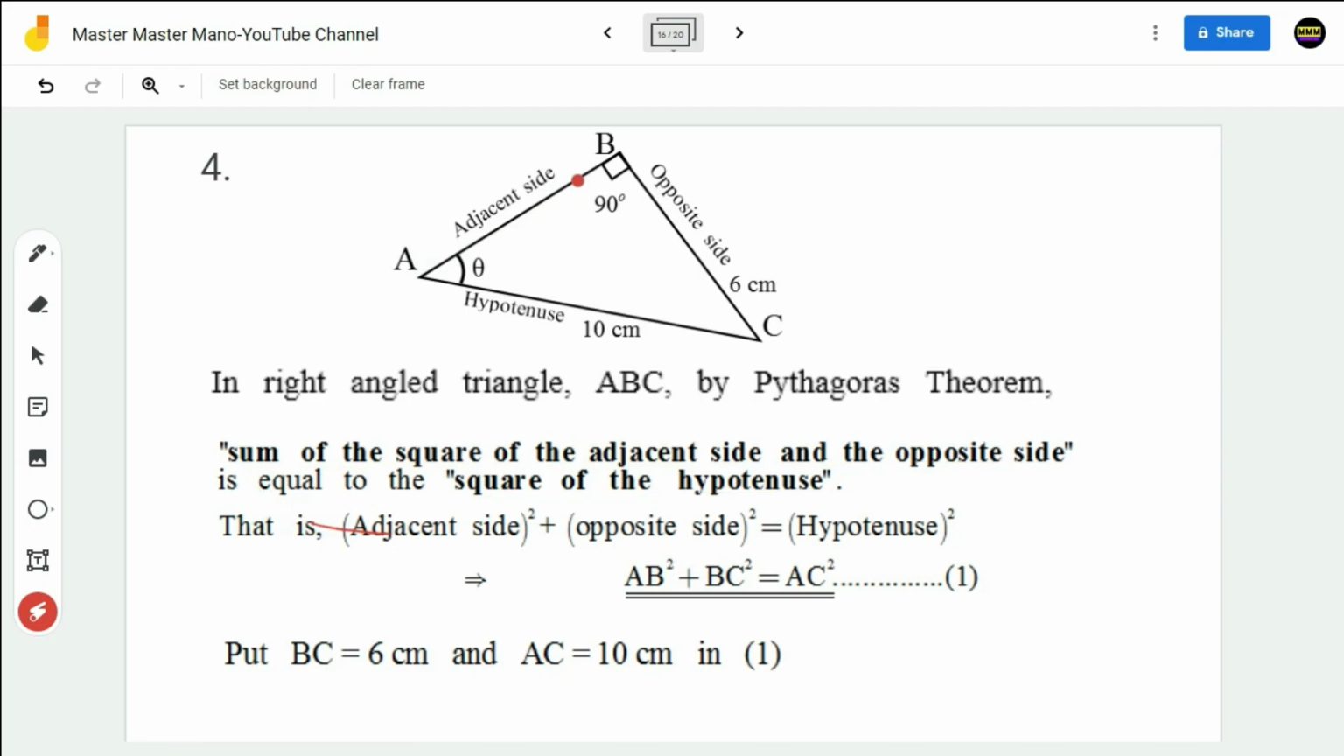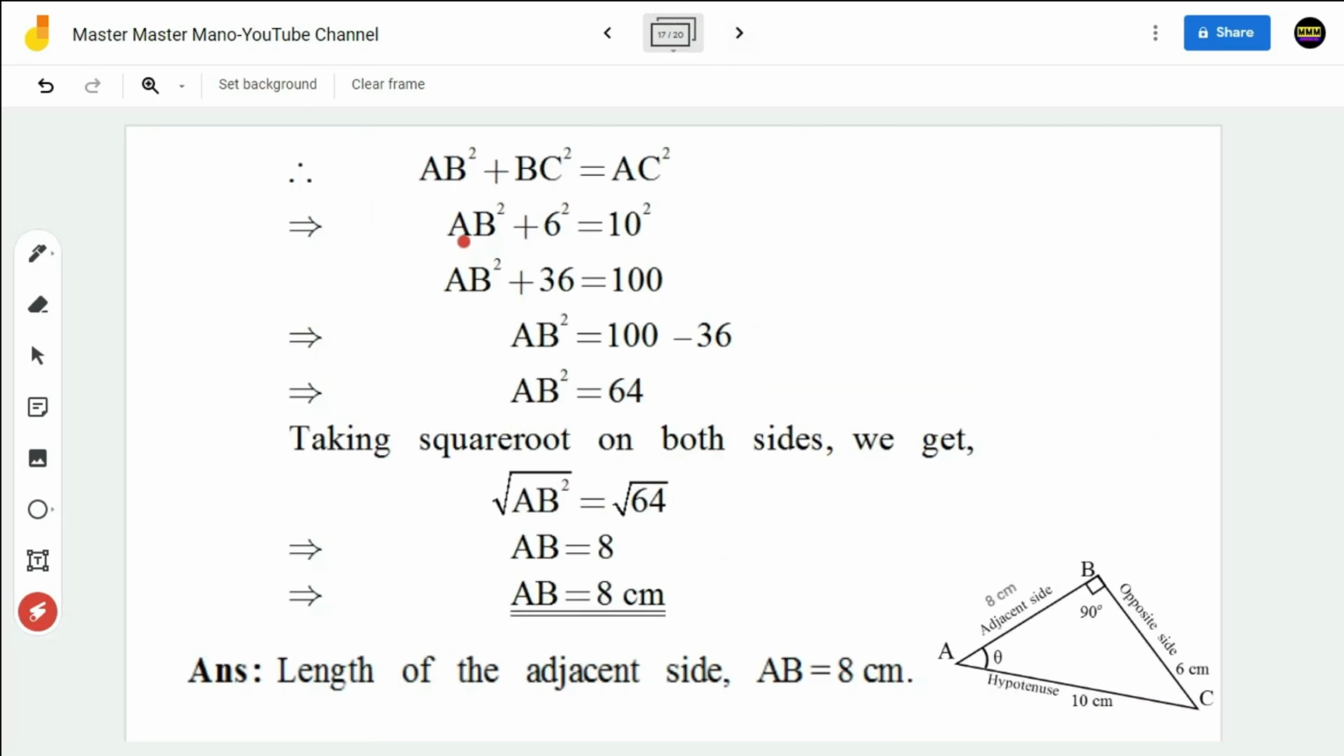That is, adjacent side square plus opposite side square equal to hypotenuse square. This adjacent side square can be written as AB square plus this opposite side square can be written as BC square is equal to this hypotenuse square can be written as AC square. Put the given values BC equal to 6 cm and AC equal to 10 cm in 1. On substituting these values, this first equation becomes AB square plus 6 square equal to 10 square.